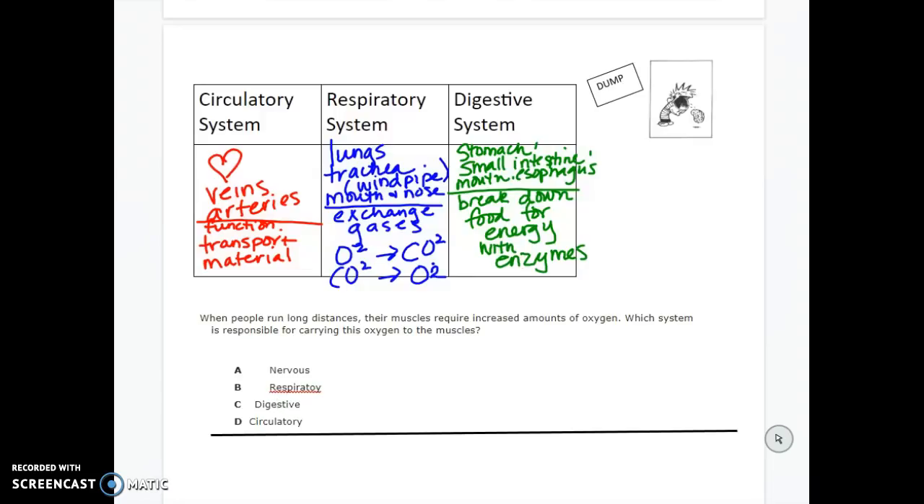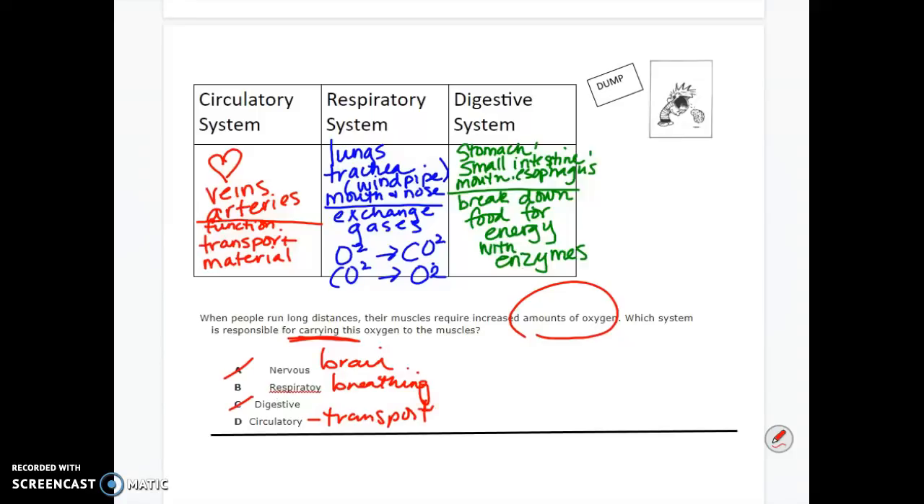Here the question says, when people run long distances, their muscles require increased amounts of oxygen. That's why we breathe fast. Which system is responsible for carrying this oxygen, keyword, to the muscles? Nervous system, that's our brain. Our brain doesn't carry anything other than messages to our brain. Respiratory system, this is breathing. So we do breathe a lot heavier, but digestive system, this is breaking down food. We don't need that. Circulatory system, this transports material. What it does is it transports oxygen to our muscles that need it, or mitochondria. So our correct answer is going to be D, circulatory system.